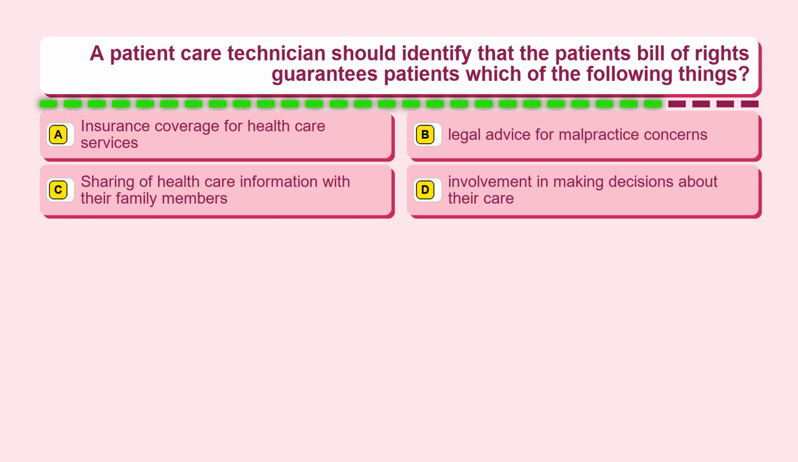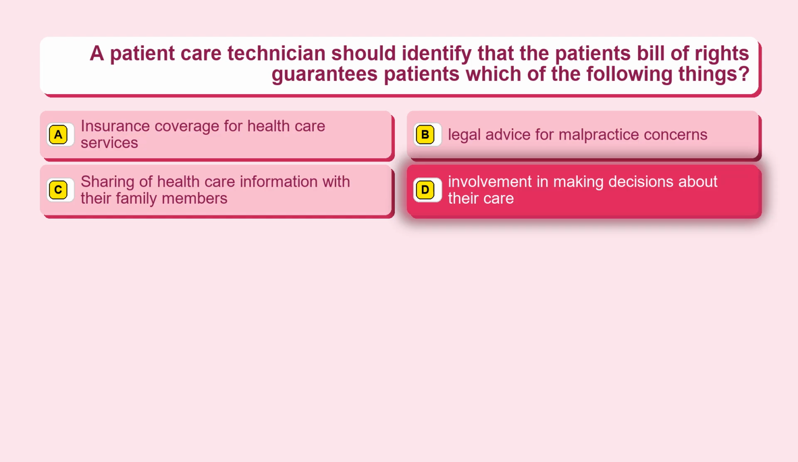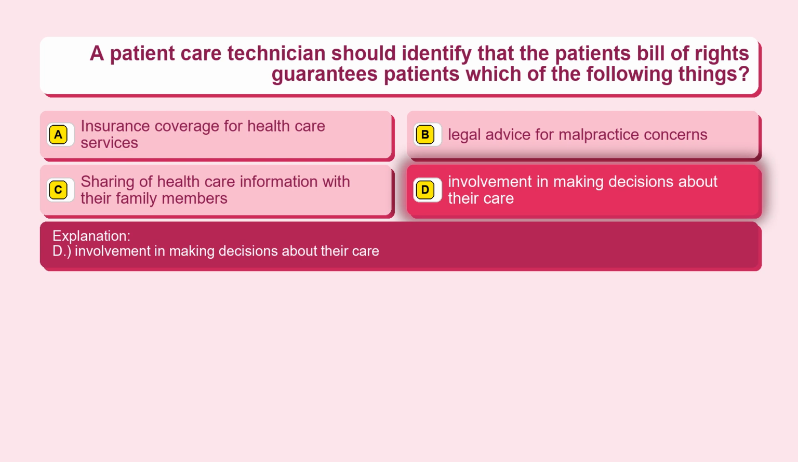Question 19. A patient care technician should identify that the patient's Bill of Rights guarantees patients which of the following things? Option A, insurance coverage for healthcare services. Option B, legal advice for malpractice concerns. Option C, sharing of healthcare information with their family members. Option D, involvement in making decisions about their care. The correct answer is option D, involvement in making decisions about their care.